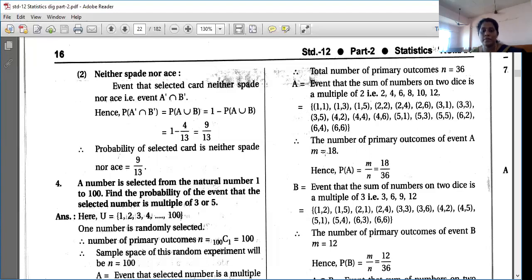So your outcome will be m equals 18. So here how many elements are there? 18 elements are there. So your m will be 18. Now we'll put the formula of probability, that is P of A equal to m upon n. That is m is equal to 18 and n is equal to 36. So we will be writing 18 upon 36.